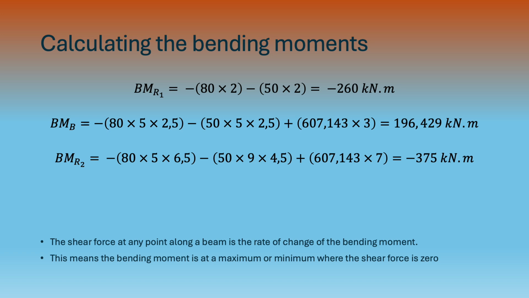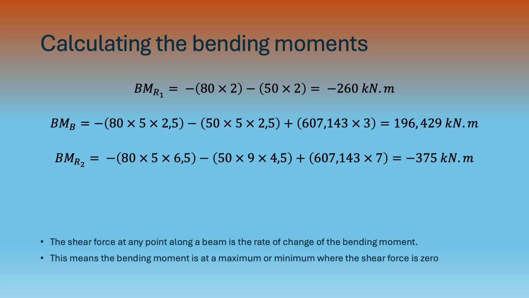Our next step is to calculate the bending moments. So we've got our principal points, which are R1, point number B, and R2. What we are looking at, the downward forces, we look at them as negative, and the upward forces are seen as positive. Now what we have here, we have 80 multiplied by 2, and negative 50 times 2, which gives us a negative 260.